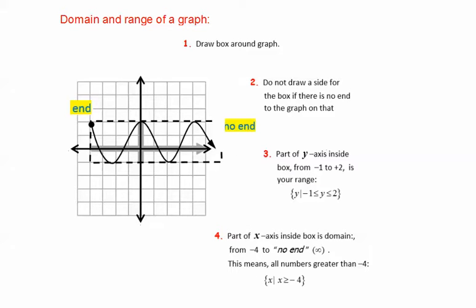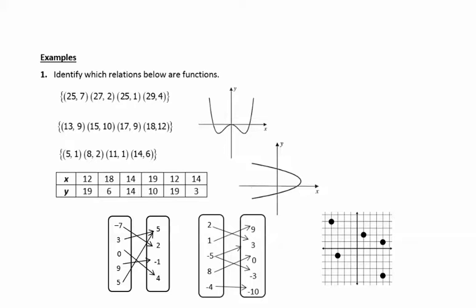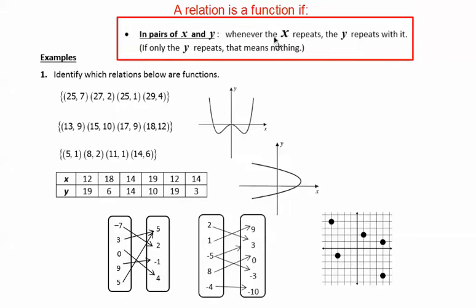Let's move on to some examples. Here they're asking us to identify which relations below are a function. If you look at the boxes on your notes, it says that a relation is a function if in pairs of x and y, whenever the x repeats, the y repeats with it. But if only the y repeats, keep in mind that that means nothing.